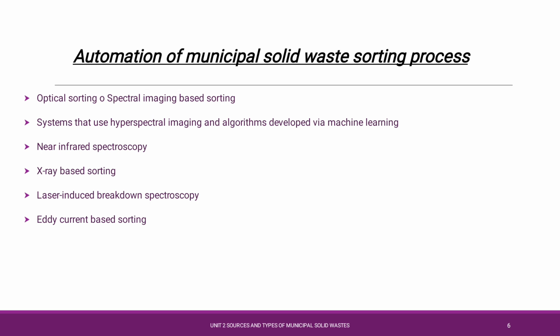Also, by means of a hyperspectral imaging algorithm through the machine learning method the waste is separated, and also through infrared spectroscopy, X-ray based sorting is done, laser induced breakdown spectroscopy is done, and eddy current based sorting is also done, to enhance the automation of the municipal waste sorting process.